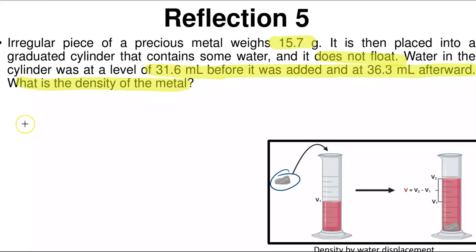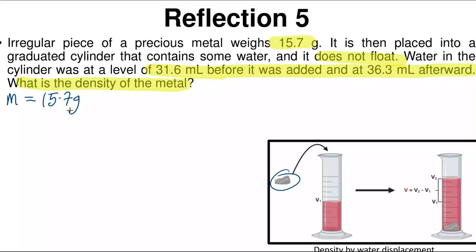So first of all, the mass of the precious metal, let's write it down. M is equal to 15.7 grams. Then the next thing, it says it was then placed into the graduated cylinder that contains some water. It says water in the cylinder before it was added. So before it was added, which we call V1.